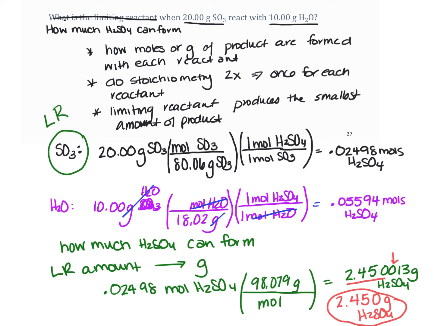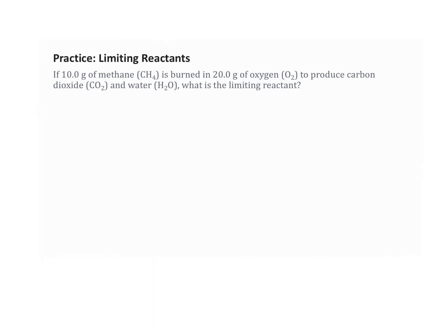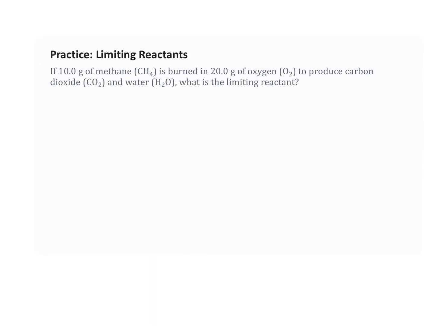Let's do one other example. So if 10 grams of methane is burned with 20 grams of oxygen to produce carbon dioxide and water, what's the limiting reactant? Now, your first step here, well, I want you to notice a few things. One is, again, this is just really, really nice. It's asking you for the limiting reactant. But I want you to notice you've got 1 amount of a reactant here and 1 amount of a reactant here. 2 reactants. And it's asking you what your limiting reactant is, but that's your context clue that this is a limiting reactant problem.